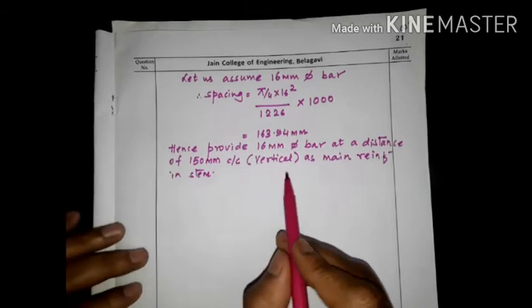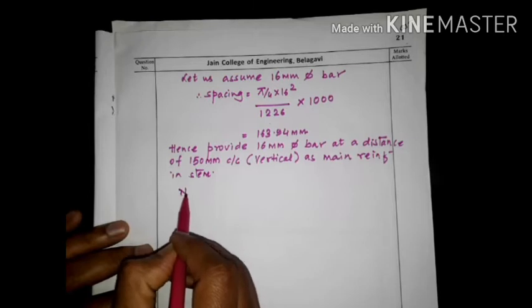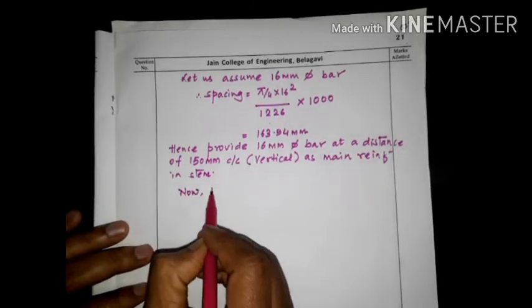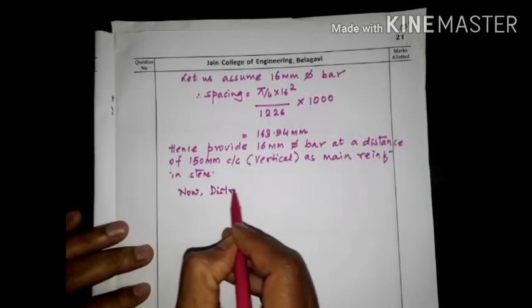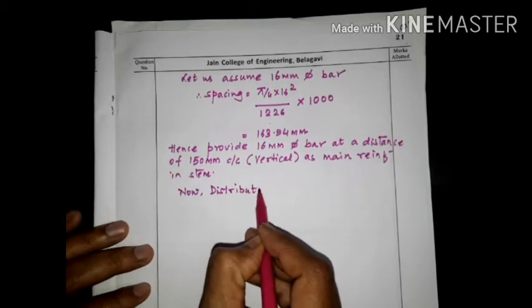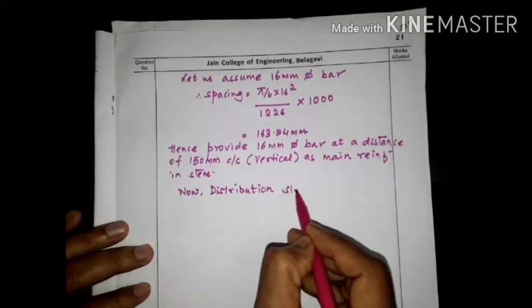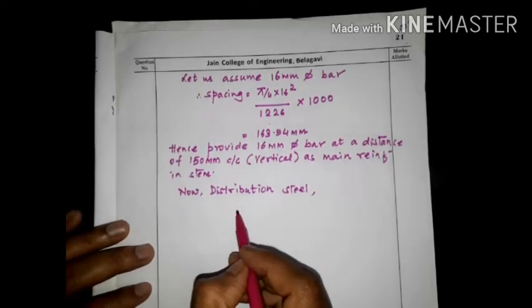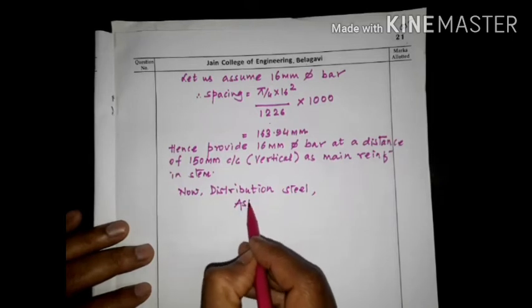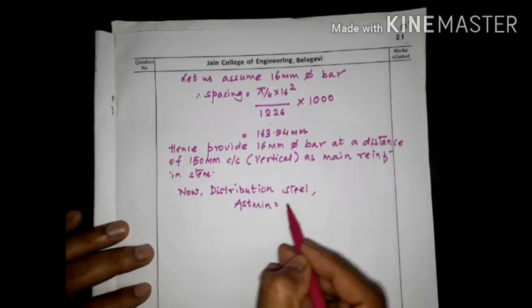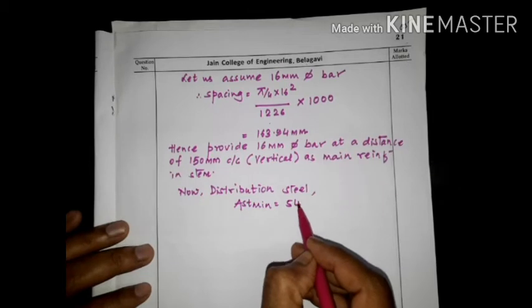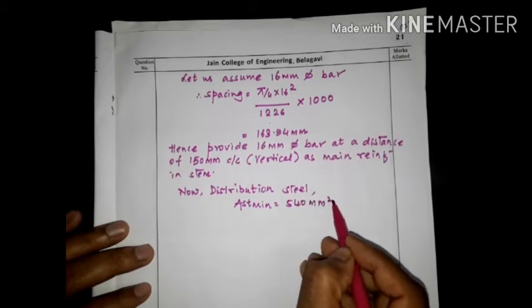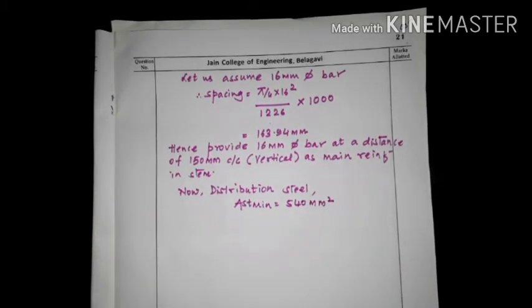Next we have to go for distribution steel or distribution reinforcement. Both are the same. The distribution reinforcement is provided as AST minimum. So AST minimum you have already calculated, that is 540 mm square.